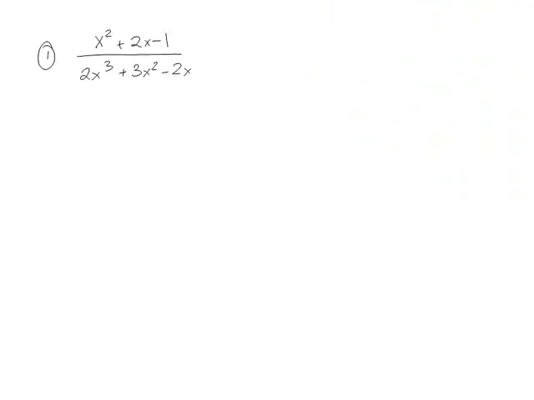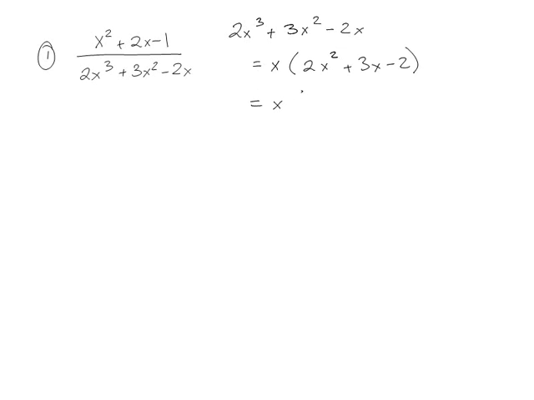All right, so here we go. Let's try this guy out. The degree on the top is smaller than that on the bottom, so we're good to go. We can go straight from here. I do need to start by factoring the expression on the bottom. I can factor out an x, which gives me 2x squared plus 3x minus 2.